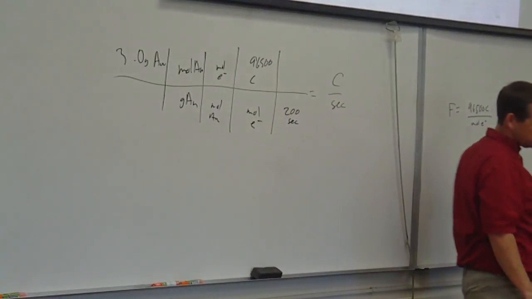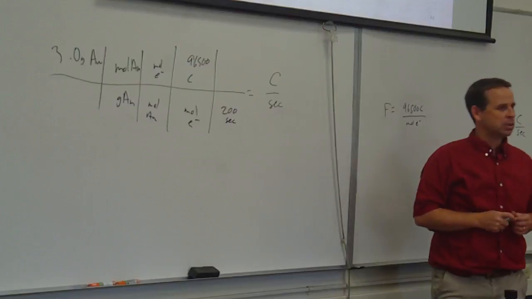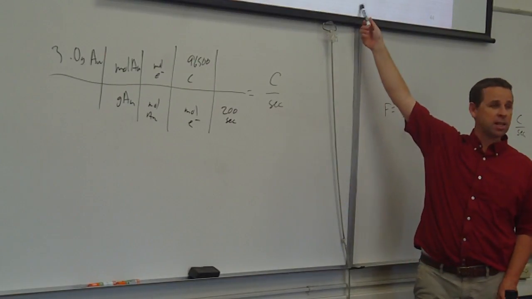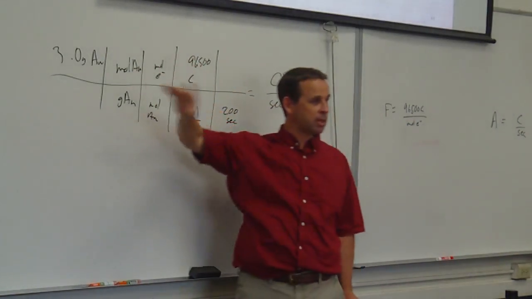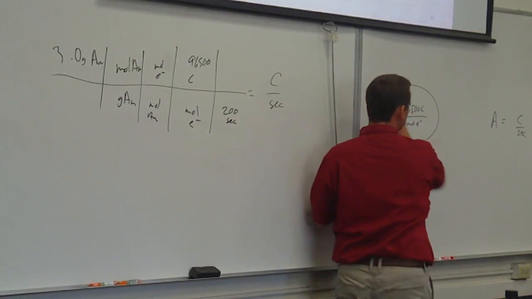Put it in your calculator, find an answer, and then try to tackle the second one. Really, nothing new here, right? This is all business as normal, except we have one more conversion factor, which is how many coulombs are in a mole of electrons.